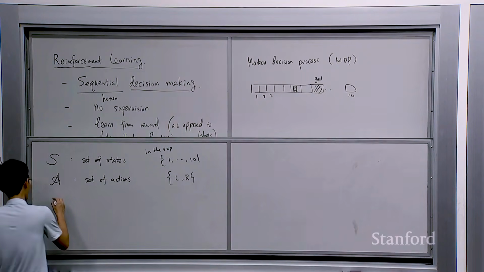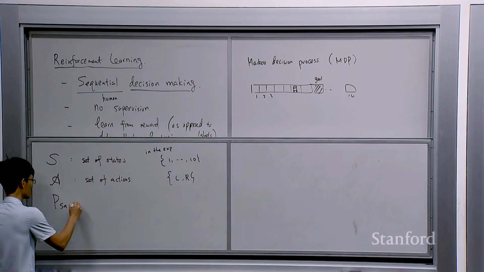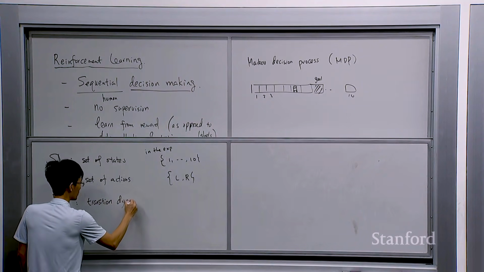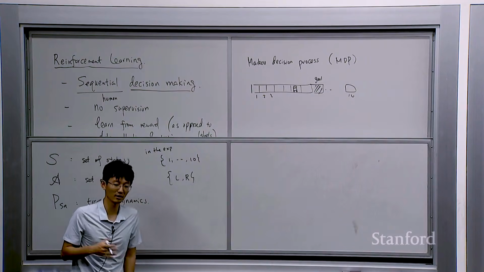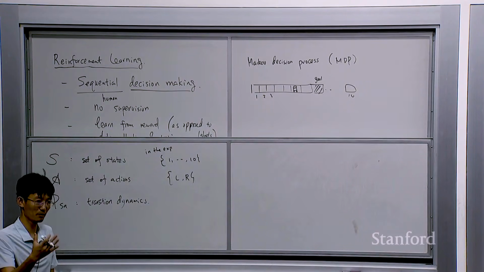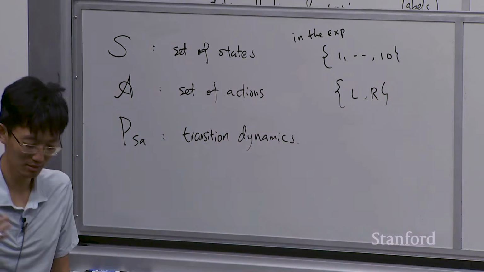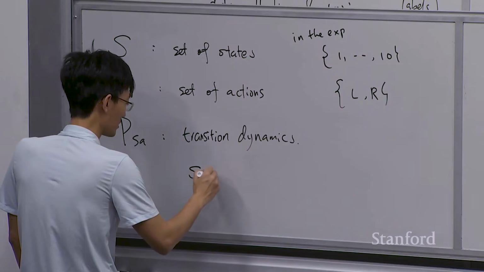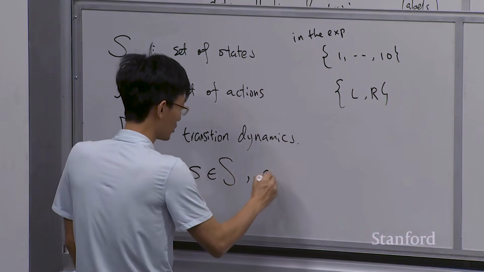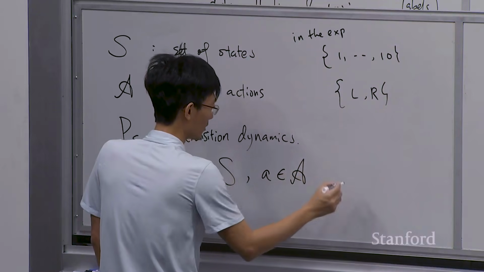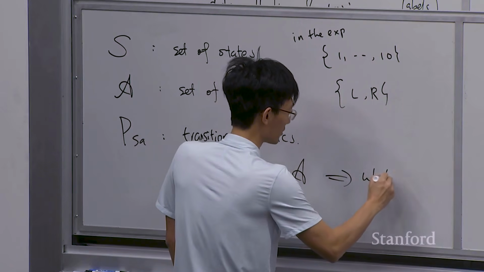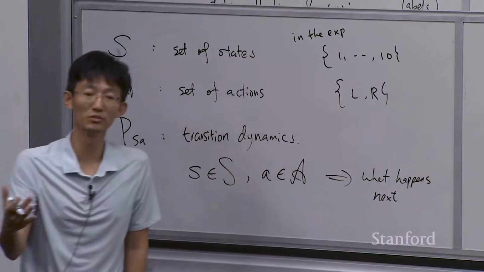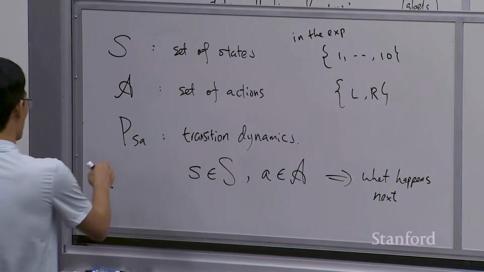And now the third concept is the so-called transition dynamics. What that means is that this is describing what will happen if you take an action on a state S. So basically, the transition dynamics is asking, if you give me a state S in capital S, and you apply an action A in capital A, what will happen next? Which state am I going to move to? And it's a probability distribution.